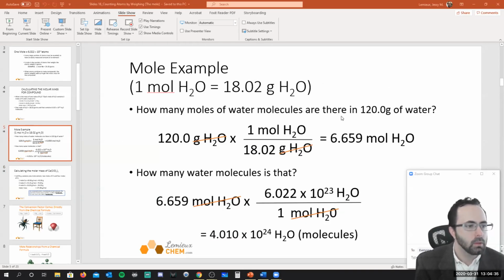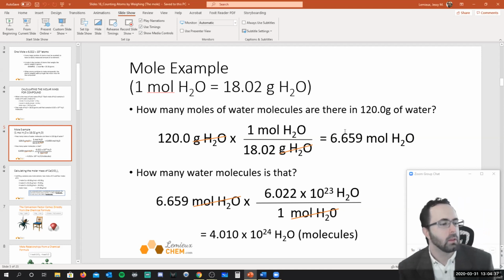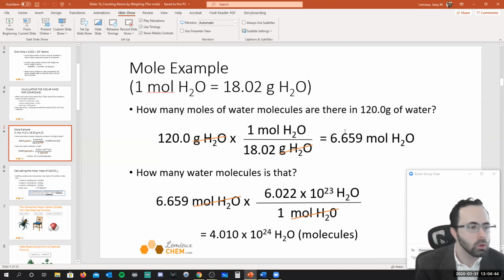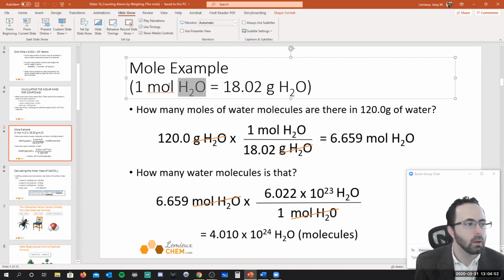Okay, so we just finished up talking about this example where we had 120 grams of water, and we used the molar mass to relate the grams of water to the moles of water. That's what molar mass is for. So here we can see that 1 mole of water is 18.02 grams of water. Those are two ways of saying the same thing. That gets us from grams of water, which cancel here, to moles of water.